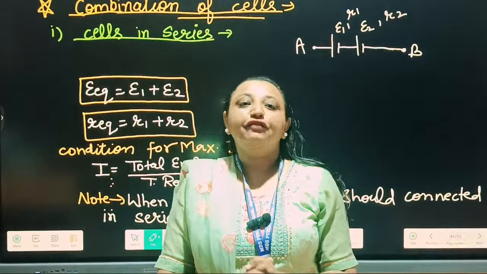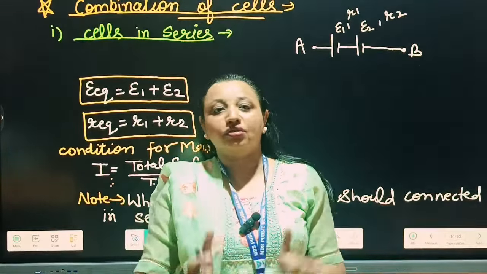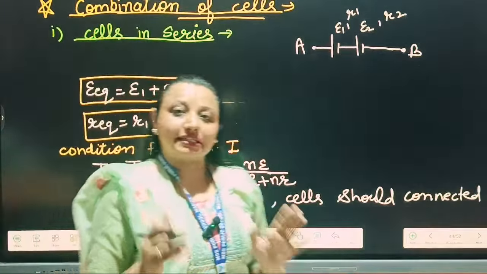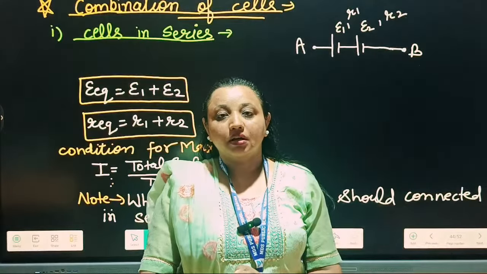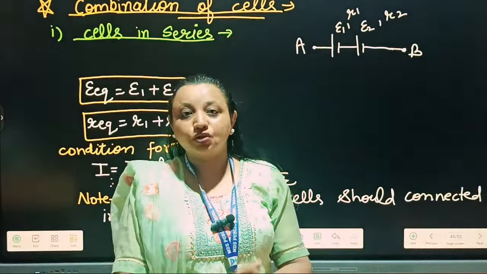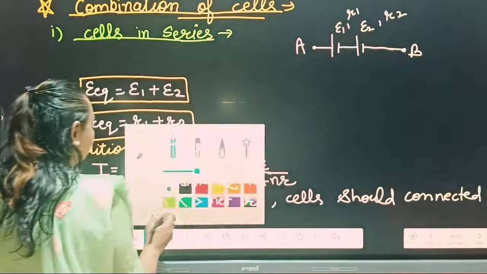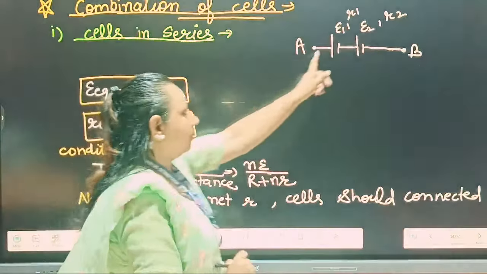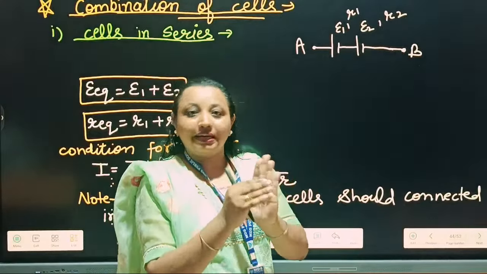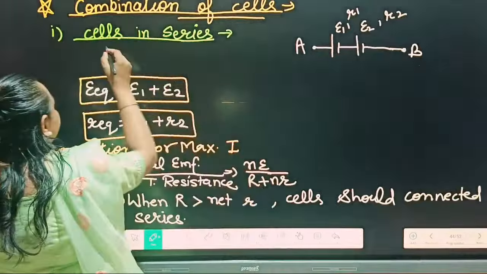Same will be here. If the cells are connected in series, what is the equivalent EMF or the equivalent internal resistance? We have also discussed what a series combination is. When the resistors or the cells are connected end to end, it is known as the series combination, right? In series combination, the negative terminal of the first cell is connected to the positive terminal of another one and so on. This combination is known as series combination.